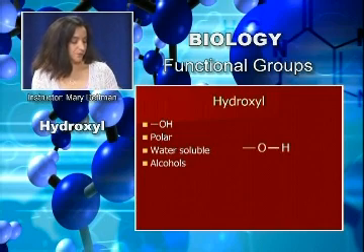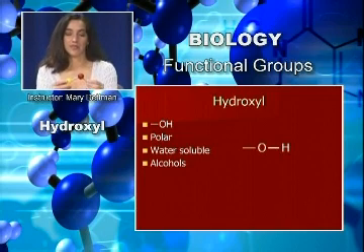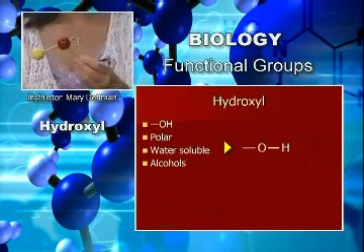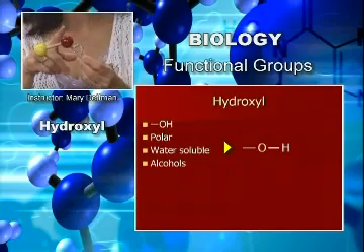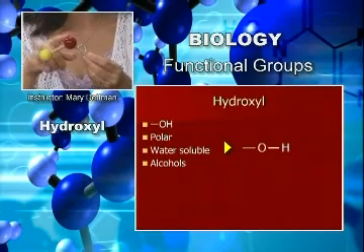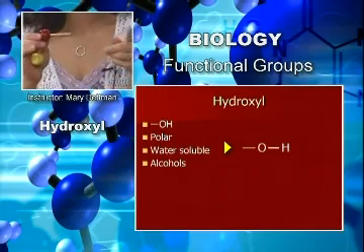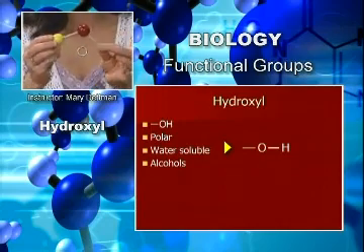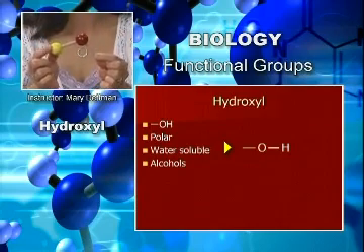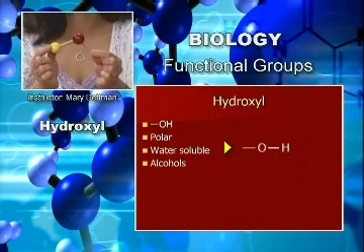The hydroxyl group, if we look at the molecule, we can see that it has a hydrogen covalently bonded to an oxygen. Our hydrocarbon chain comes off the other end. So our hydroxyl group is simply one oxygen and one hydrogen.